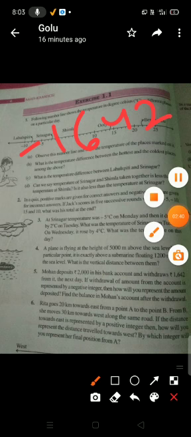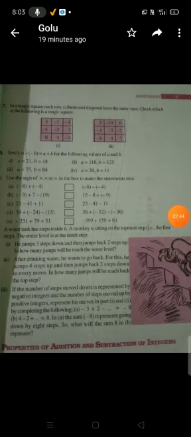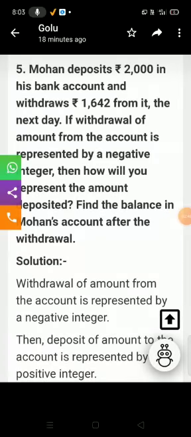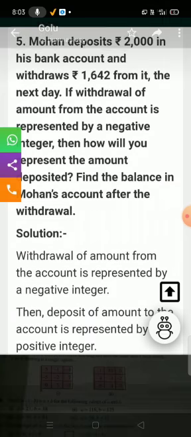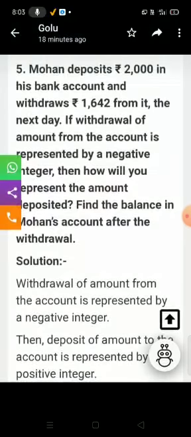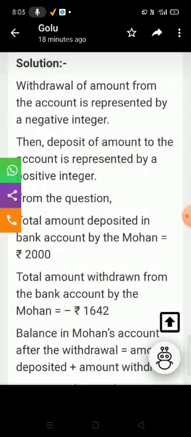Let's start. Mohan deposited 2000 in his bank account. First you have to write the statement of this question. The statement is: withdrawal of amount from the account is represented by a negative integer, and deposit of amount to the account is represented by a positive integer. After that you have to solve.